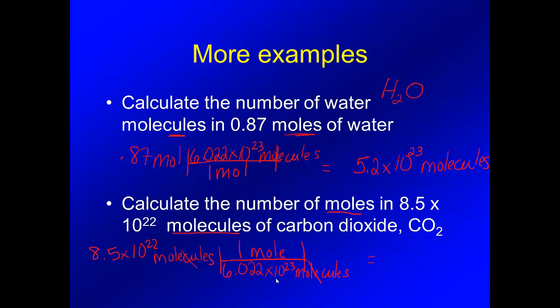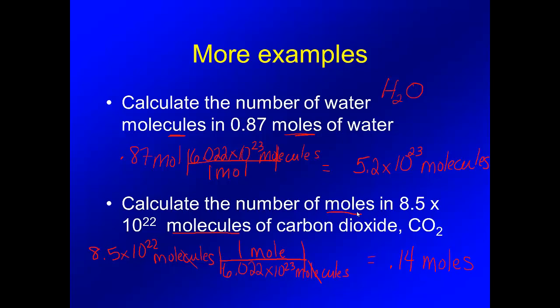Now this is where you have to be really careful that you enter it correctly in the calculator. You want this to be the scientific notation, that that's an E to the 23rd. Otherwise your order of operations will get confused because your answer should be 0.14 and your label is moles.